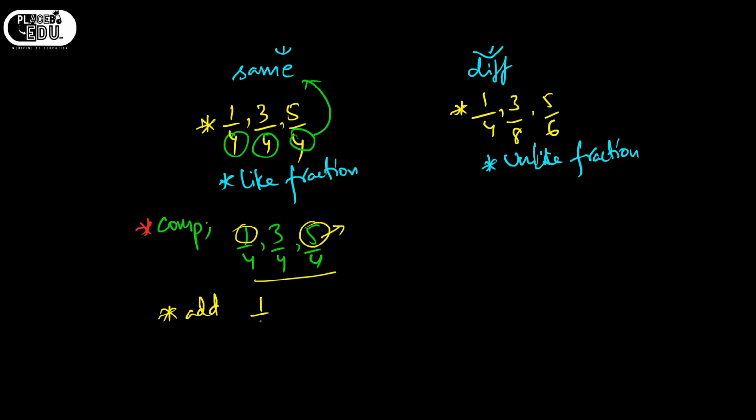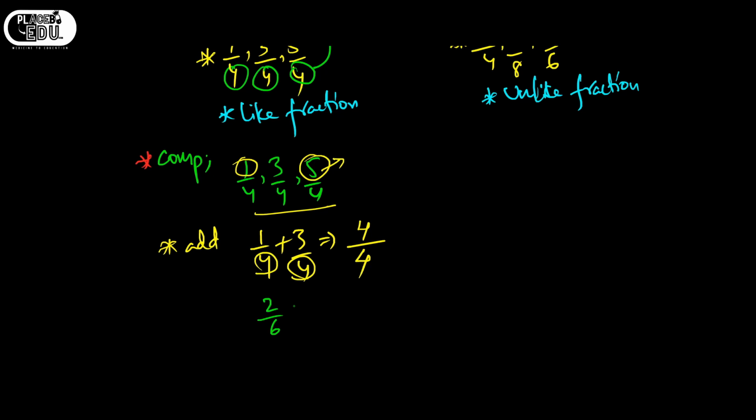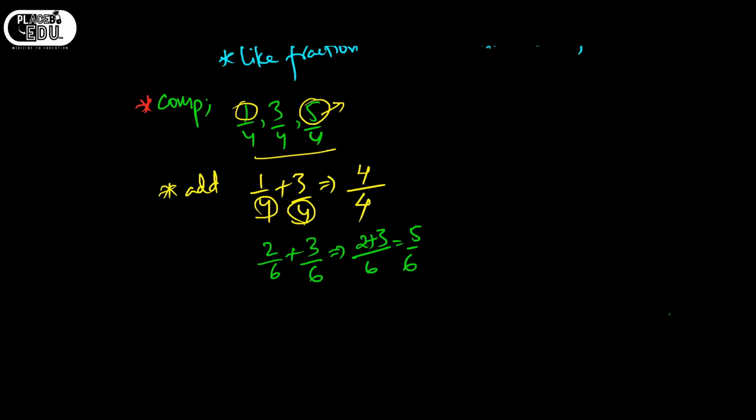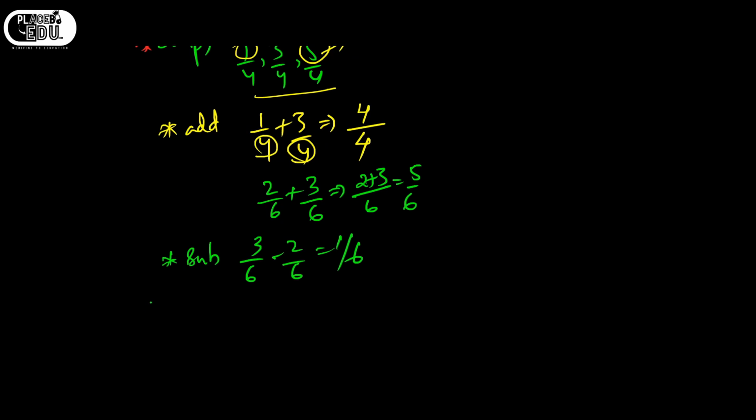And next, addition. Coming to the addition, 1 by 4 plus 3 by 4. What I have to do? We need not consider this denominator since it is same. We have to only consider the numerator. What is the numerator? 1 plus 3, that is 4, and the denominator is 4. That's very easy, right? 2 by 6 plus 3 by 6. Since the denominators are same, I can write it as 2 plus 3 by 6. So it is 5 by 6. Very easy, right? Similarly, subtractions can also be done. 3 by 6 minus 2 by 6, that is 1 by 6. Very easy, right? Similarly, divisions.